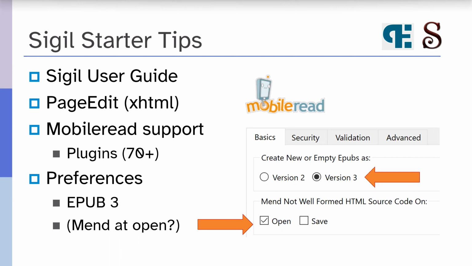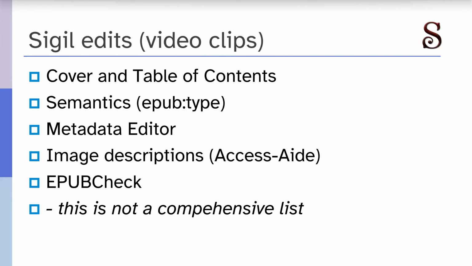Take backups. And the last word before leaving: before running Sigil, I think you should go to Preferences and set EPUB version 3, because you want to create EPUB 3 as the default format for your new EPUB files. And it has a functionality called Mend Not Well-Formed HTML source code on opening or save. If you want full control, you should leave these boxes empty. But if you're a newbie, you might want to check them, because then Sigil will fix poor files and bad coding for you.